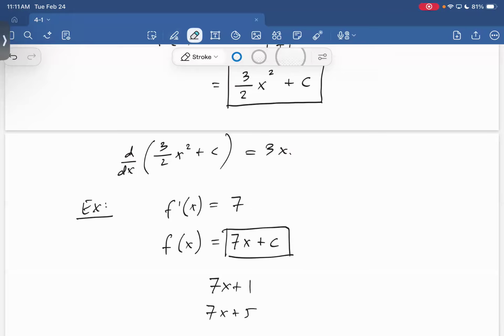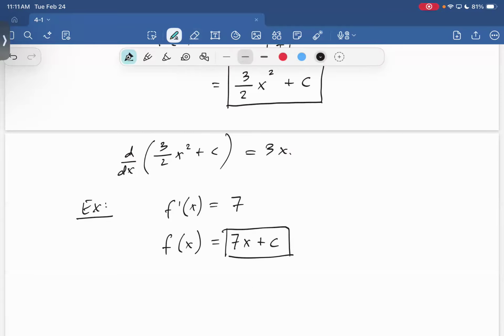Okay, can you guys do 1 and 2 on the classwork? Thank you. 1 and 2. So it's classwork.